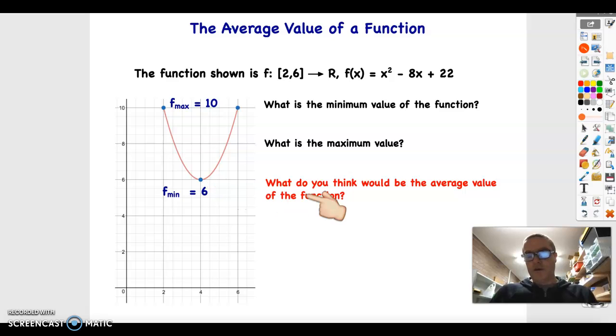So our key question: what about the average value of the function? Obviously we expect that it's going to lie somewhere between 6 and 10. Does it lie exactly halfway? What we're going to find out is no. As you can see, the function has a bit of a curve to it. So halfway would be 8, but we can see that a lot more of the time between x equals 2 and 6, the function is actually below 8, and for a smaller period of time the function is above 8. So it doesn't really make sense to say that our average value is equal to 8.